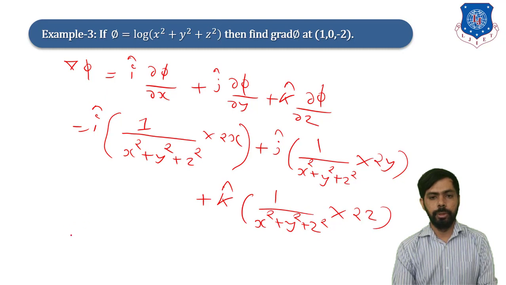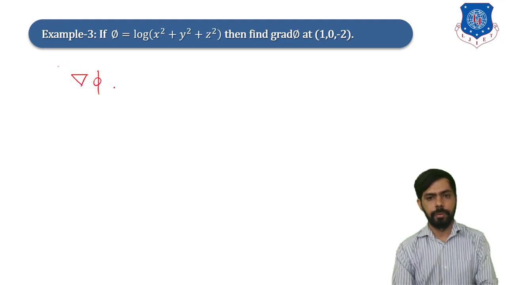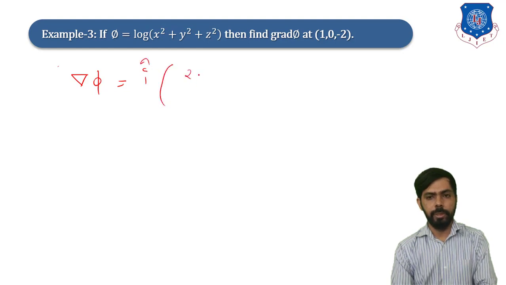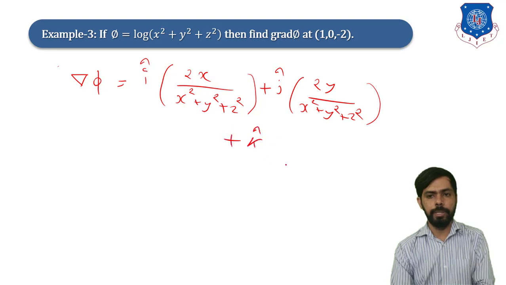So at point 1, 0, minus 2, for that purpose we will replace x by 1, y by 0 and z by minus 2 in this result, so it will be grad phi. Okay, once again I am writing the previous result, that is 2x divided by x square plus y square plus z square, okay, then plus j 2y divided by x square plus y square plus z square plus k cap into 2z divided by x square plus y square plus z square.